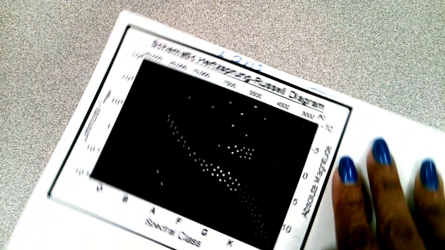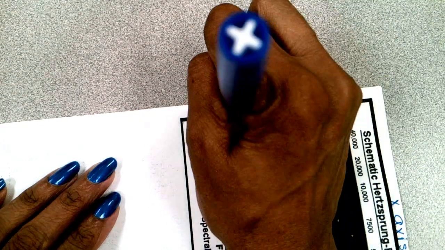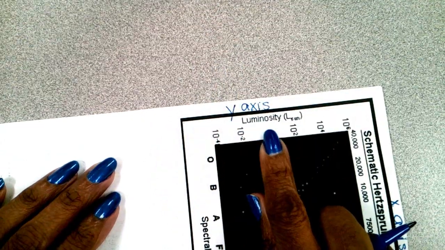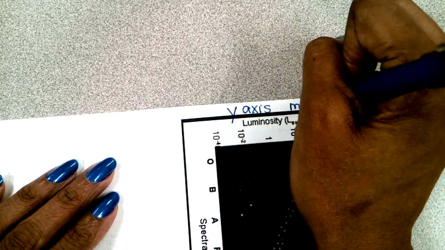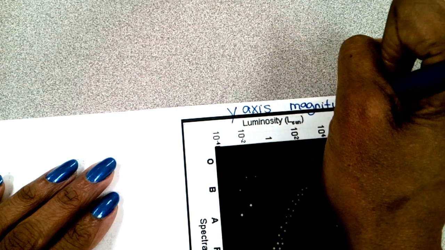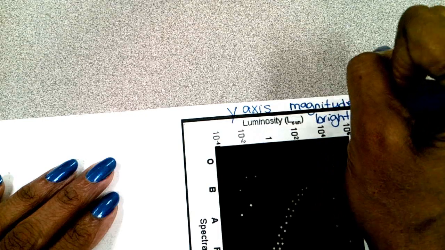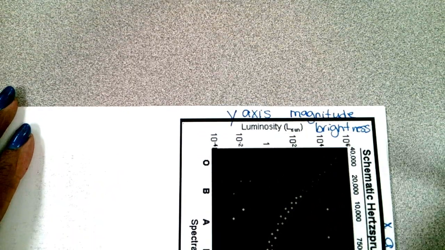Okay. Now, if you turn and look at your y-axis, okay, it still talks about luminosity, which is also known as magnitude or brightness. And I know you're going to get tired of me saying that, but on your test, on your DPM, and on your STAR, they're going to use these three words interchangeably. So I want to make sure you understand that.